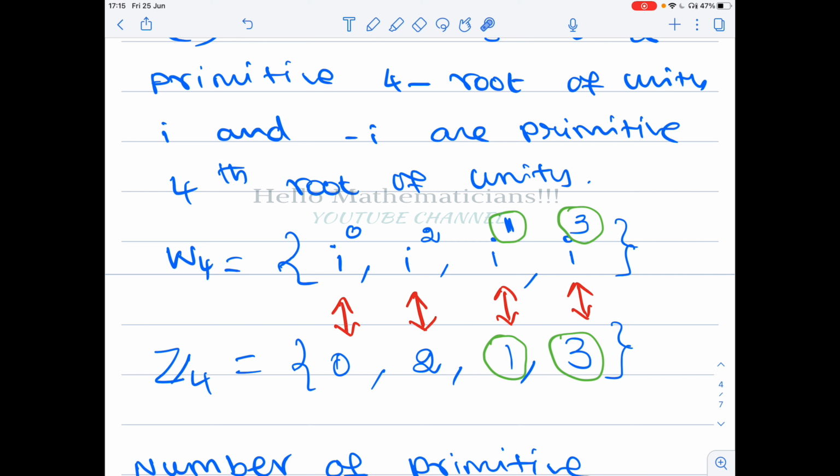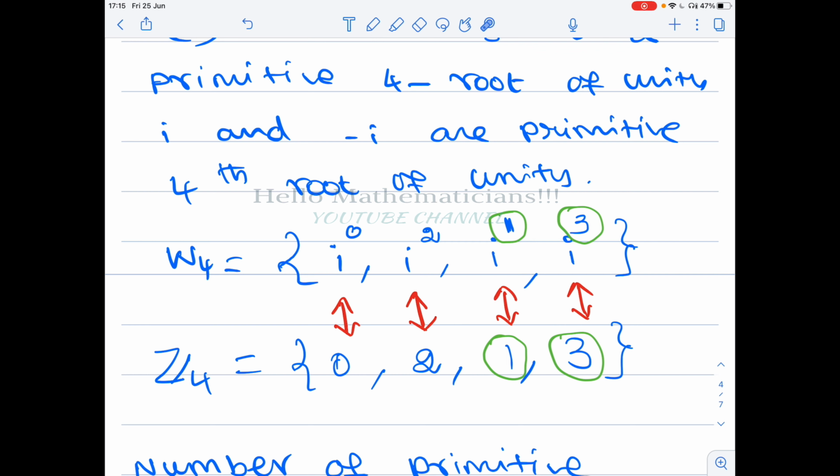So now, since i is a primitive fourth root of unity, every element of W4 can be written as a power of the primitive nth root.